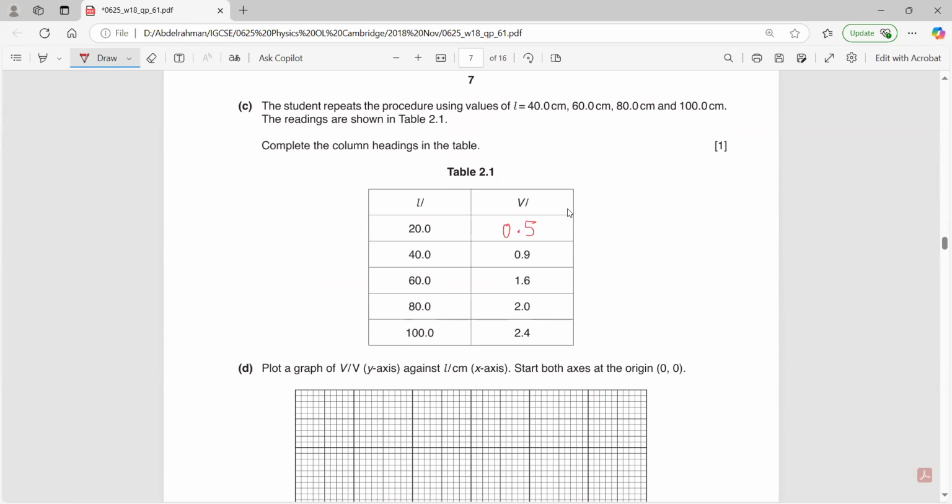0.5 volts. The student repeats the procedure for lengths of 40, 60, 80, and 100. The readings are shown in the table. Complete the column headings. The heading length L. What is the unit of L? Centimeters. So the length is in centimeters. What about the voltage? It's in volts.